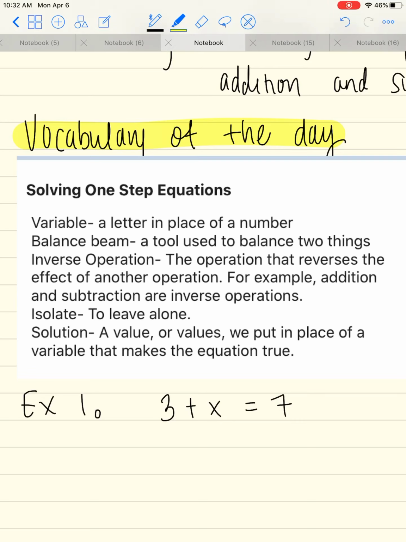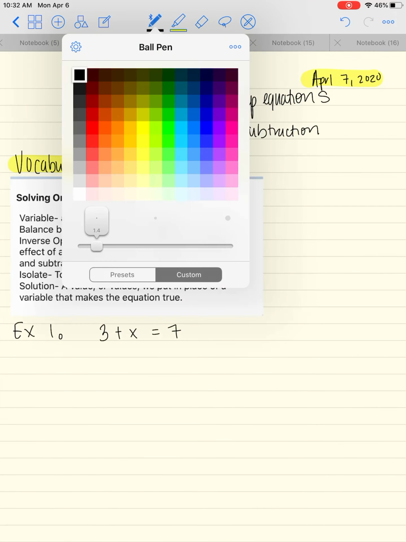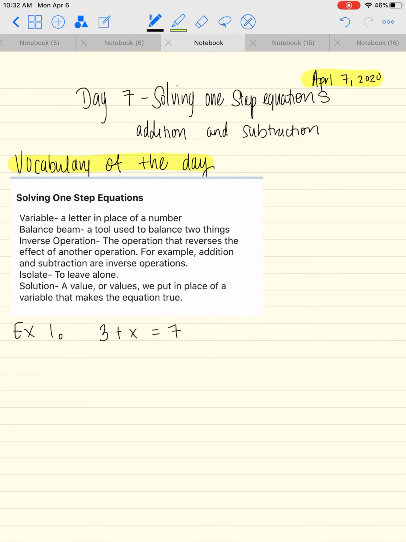Okay, so let's take a look at example 1. I hope that you paused your video and that you wrote your vocabulary. Let's take a look at example 1. I have 3 plus x equals 7. This is my equation. So first of all, an equation is like a balance beam, because both sides have to be equal to each other.